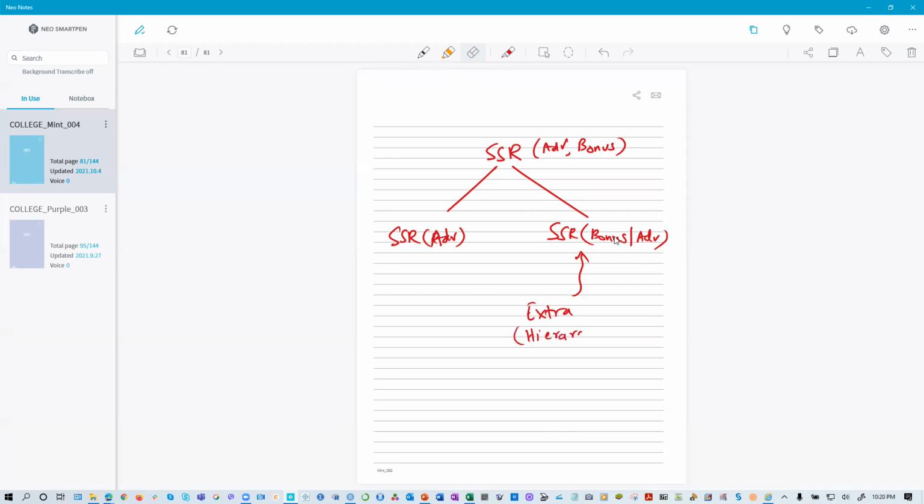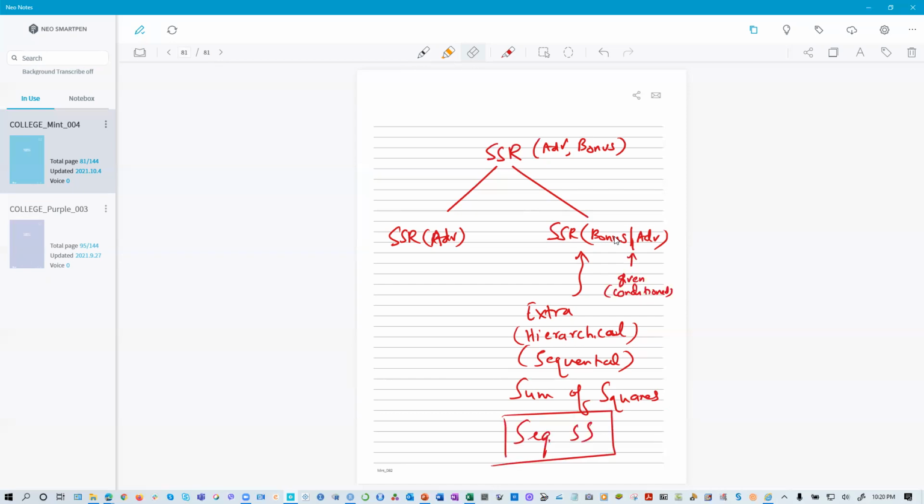Or we can say sequential sum of squares, because of that this is called condition. This is called given condition. Those are condition. Sum of square we're gonna say sequential sum of square. Sequential sum. That means these two decompose into two parts. That's what they do in type 1.